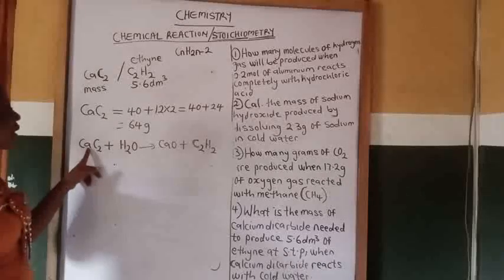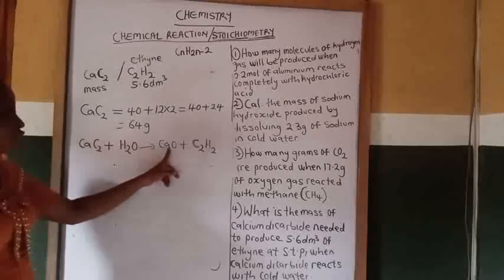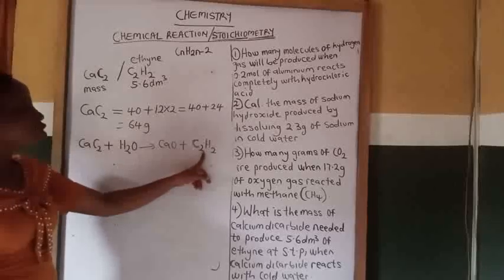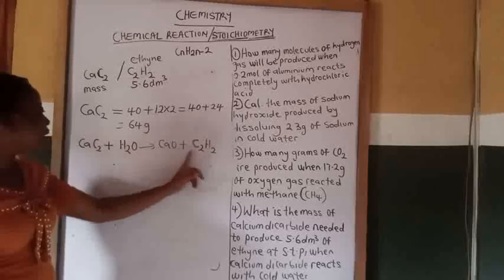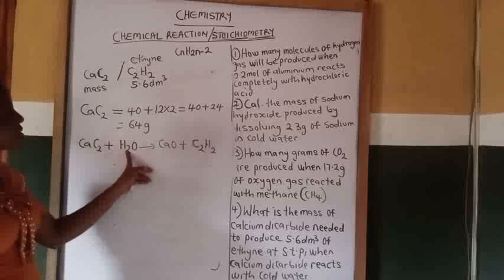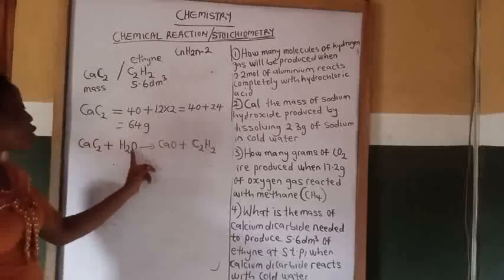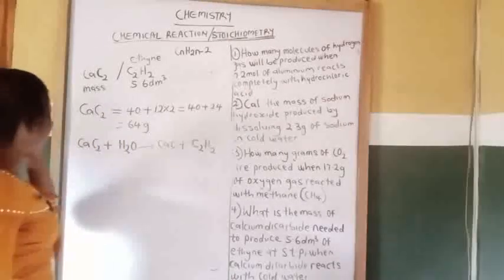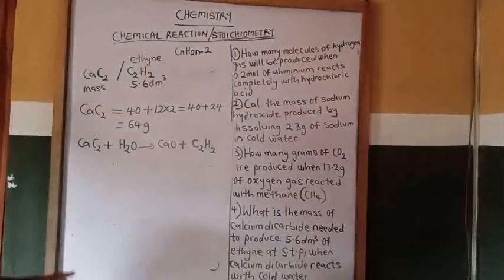Then how many calcium atoms are on this side? We have 1 calcium atom at the product side. We have 2 carbon atoms at the reactant side and 2 carbon atoms at the product side. Then we have 2 hydrogen at the reactant side, 2 hydrogen at the product side, 1 oxygen at the reactant side, 1 oxygen at the product side. Then our equation is balanced.